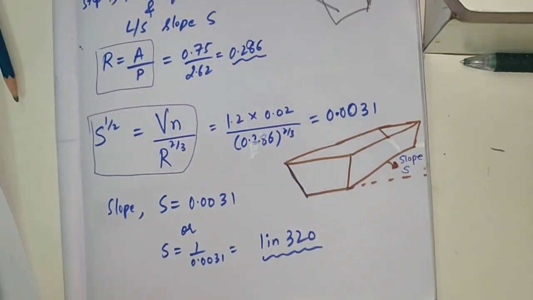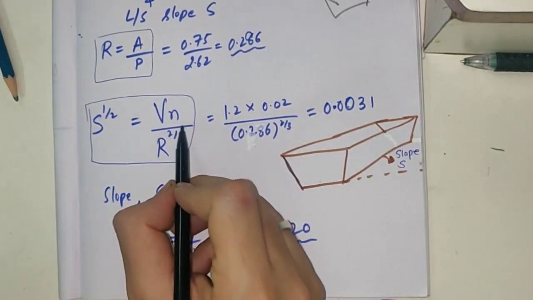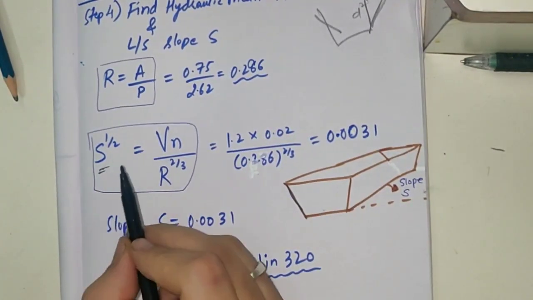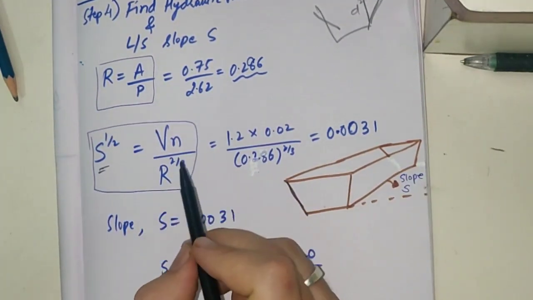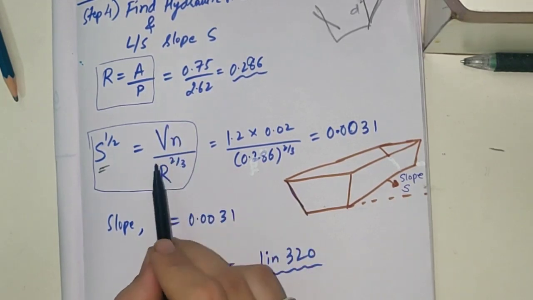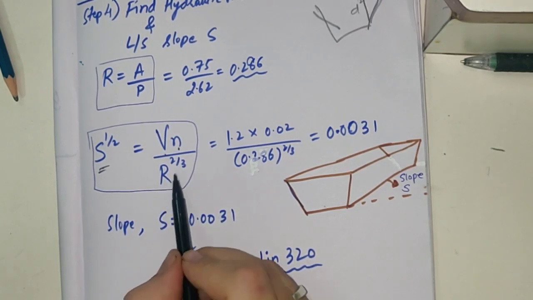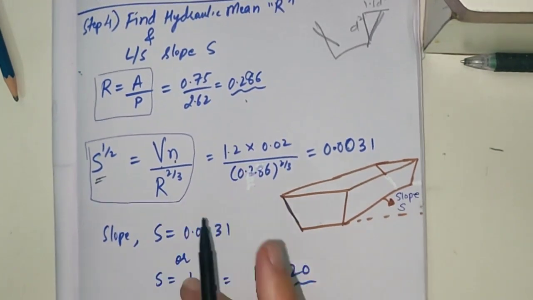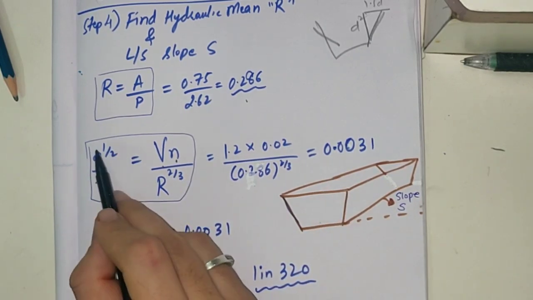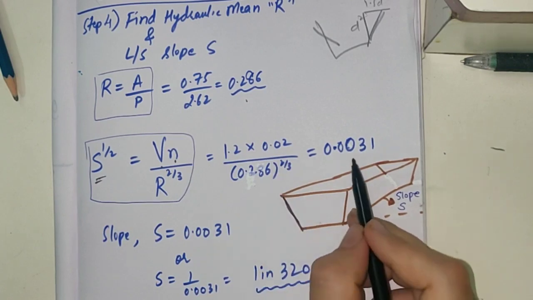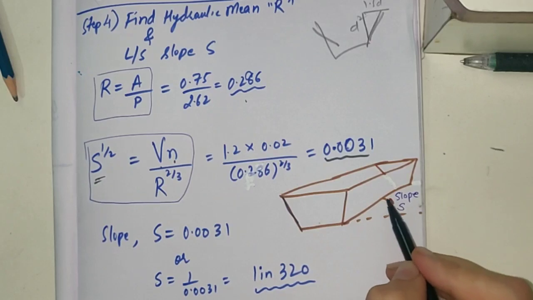Okay, same formula. We have just sent the S here. We want S because we already know V and we know n. S is nothing but the longitudinal slope, the lengthwise slope. So this is the V, velocity, which is already given in the question, n is the Manning's coefficient, R is the hydraulic mean found here, then to the power of 2 by 3. Don't forget the S has a power of 1 by 2. So when you solve this directly in the calculator, you will get the value 0.0031. This is the slope.